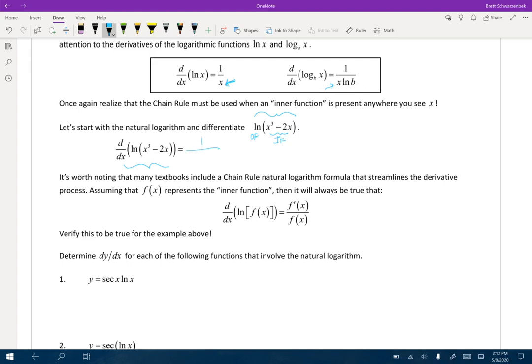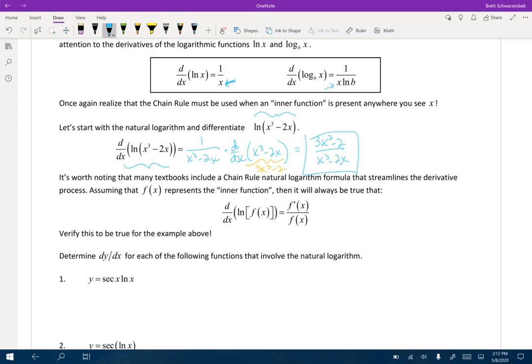So 1 over, bring the inner function along for the ride, times the derivative of the inner function itself, which is x cubed minus 2x. So this is actually 3x squared minus 2. When we multiply this out, this goes straight into the numerator times 1, and the denominator doesn't change. This cannot be simplified, so this is the derivative of the natural log of x cubed minus 2x. Be very familiar with this.